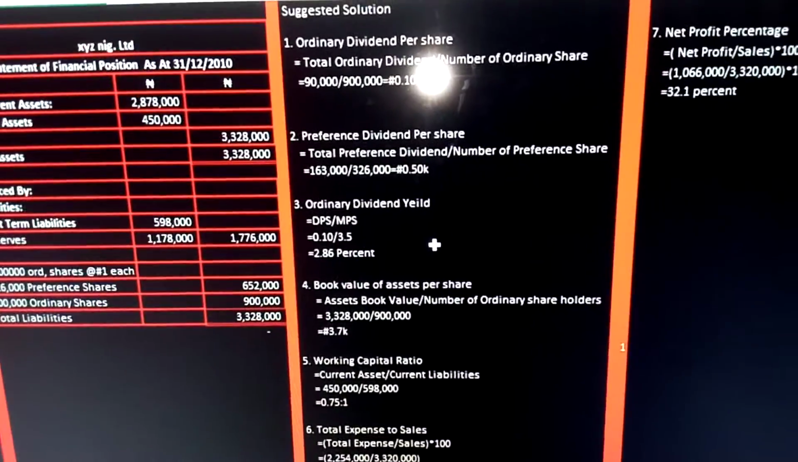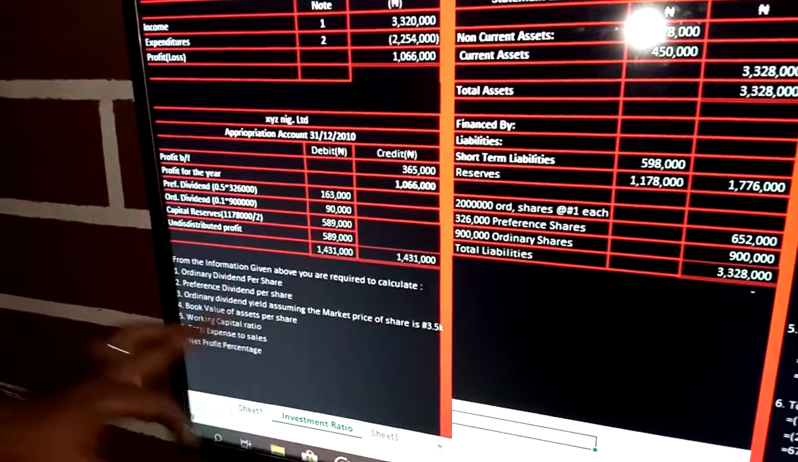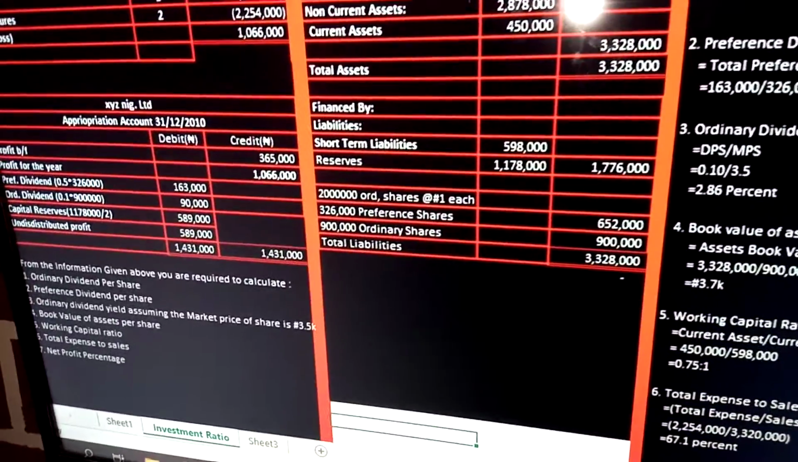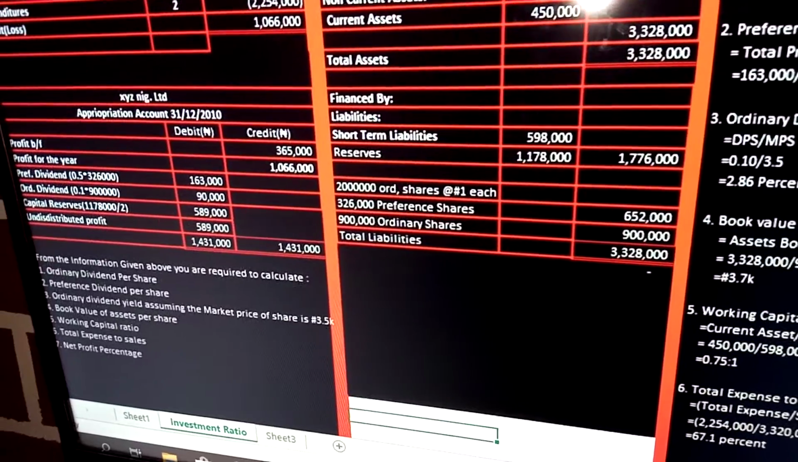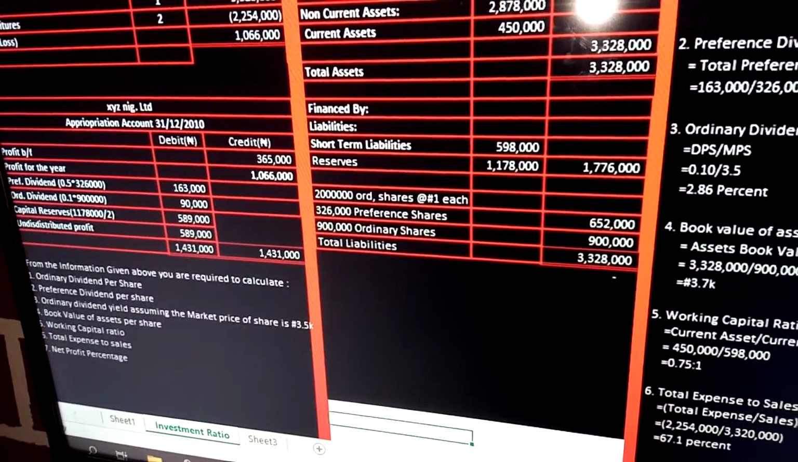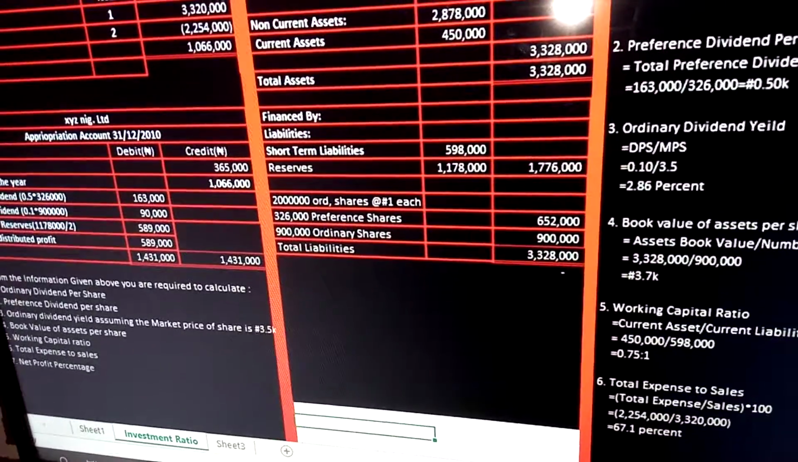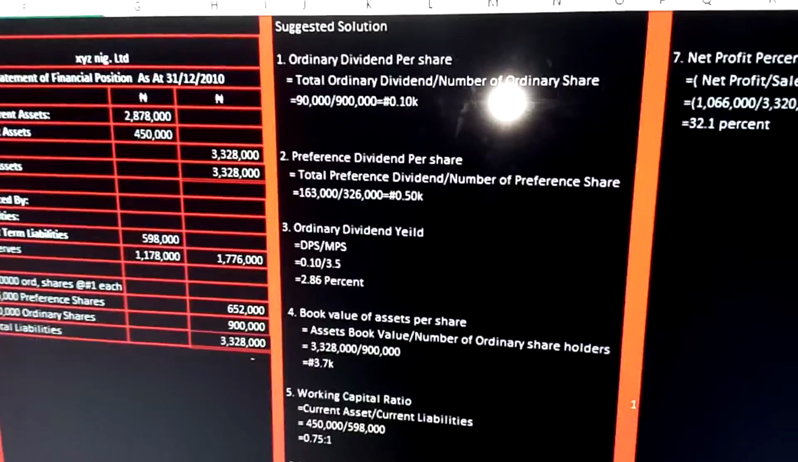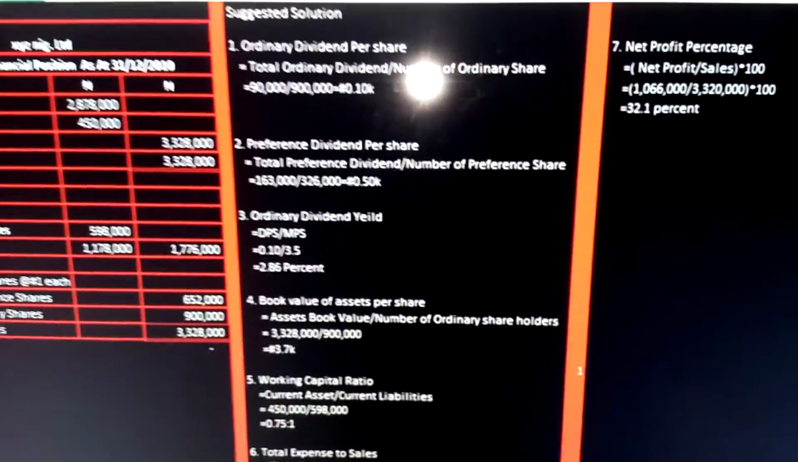3,328,000. So they are now saying that what? From the information given above, you are required to calculate ordinary dividend per share, preference dividend per share, ordinary dividend yield, assuming that the market price of share is 3.5 kobo. We have book value of asset per share. We have working capital ratio, total expense to sales, and net profit percentage. So we already know the formulas of these things. So we just apply the formulas, calculate, and what?